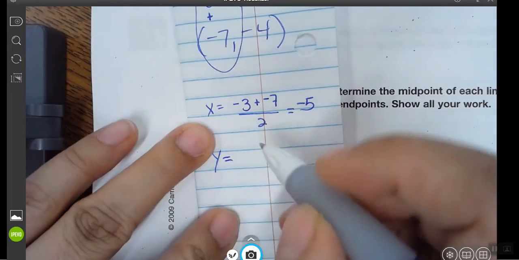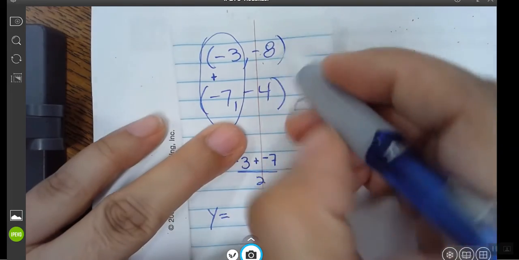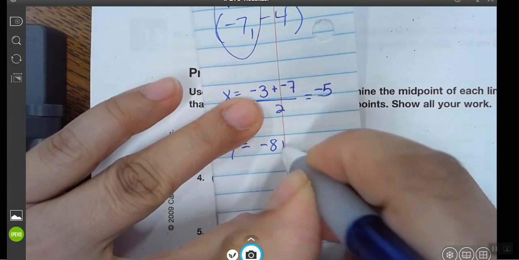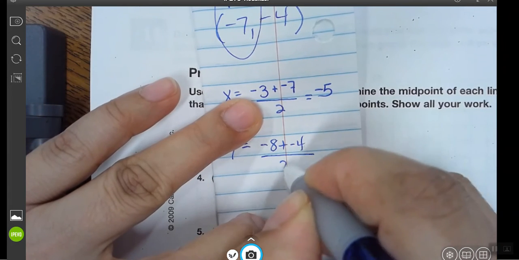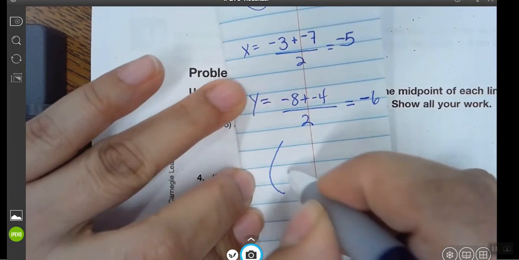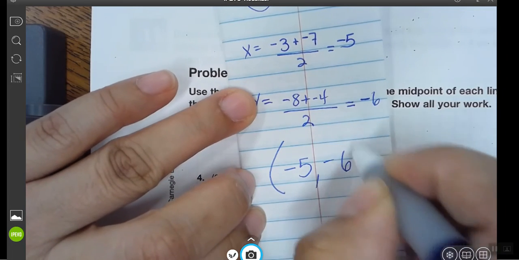And then for the y's here, it would be -8 plus -4, divided by 2, and that gives us -6. So the midpoint is -5, -6.